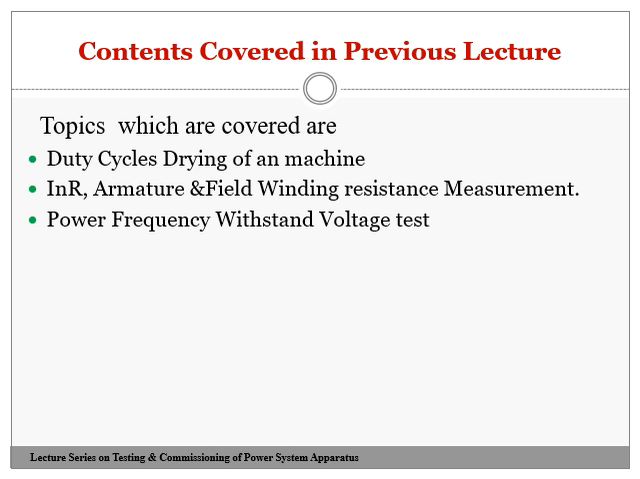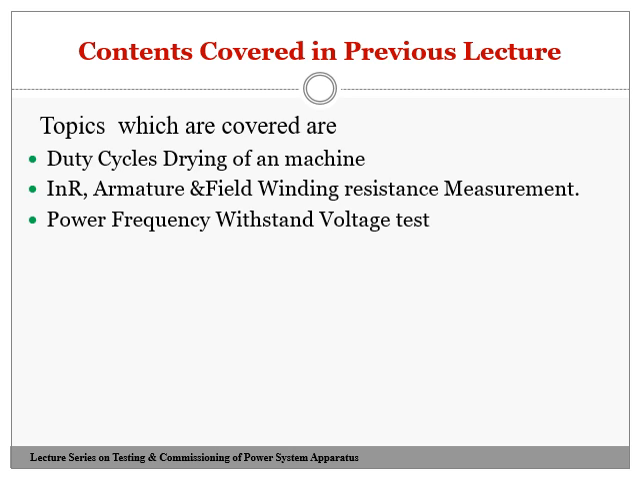In the previous session, we covered topics related to duty cycle, drying of the machine, the measurement of insulation resistance, as well as the measurement of the armature and field winding resistance. Afterwards, we saw the power frequency withstand voltage test. The duty cycle information is provided in the nameplate details, or rating plate details, for which a particular electrical apparatus or machine is rated.